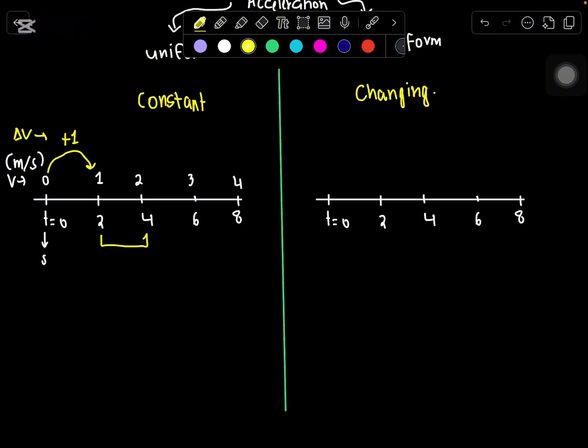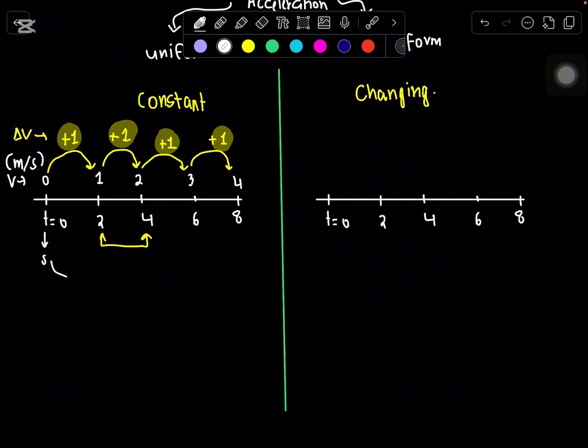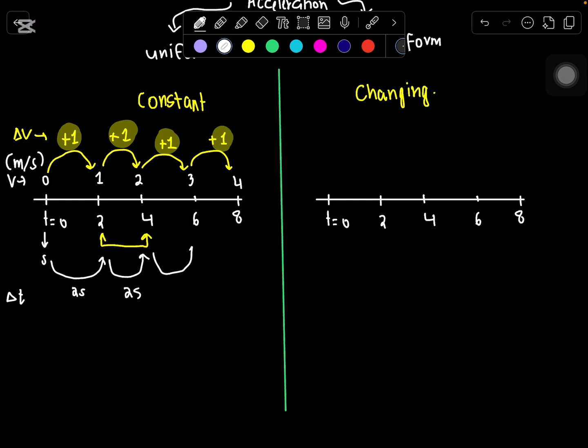After the next 2 seconds, the velocity again increases by 1. Again, the velocity increases by 1. So these numbers in yellow are your change in velocity. And what's the time here? The change in time, delta t, is 2 seconds, right? So I'm recording the velocity after every 2 seconds.